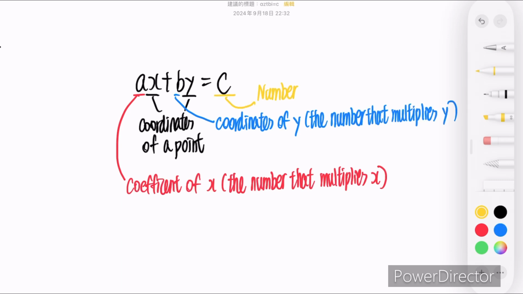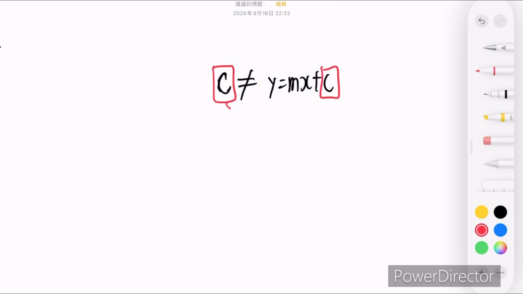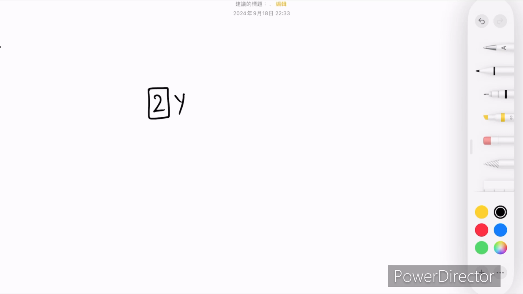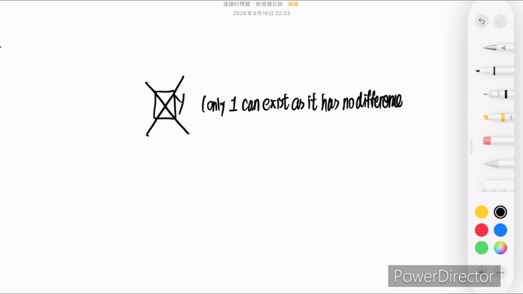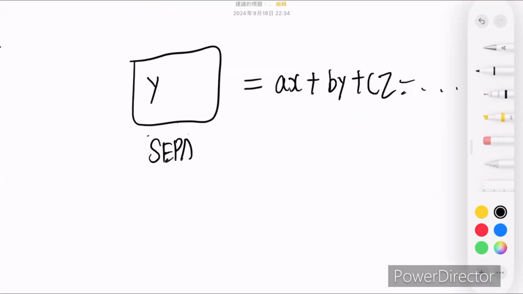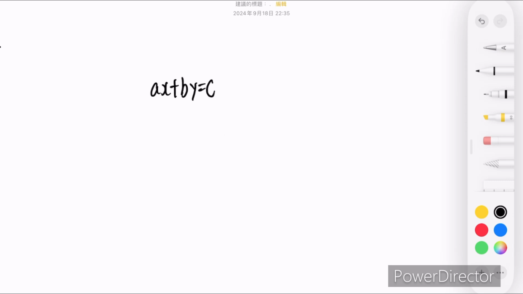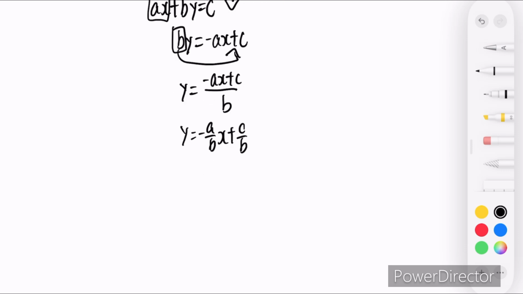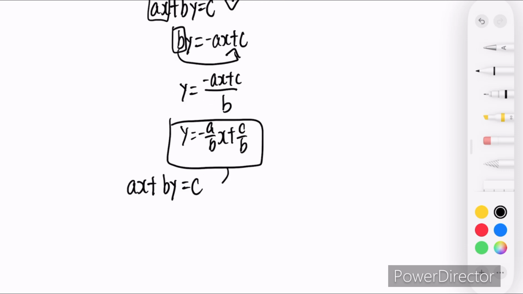c is just a number, not to be confused with the c in y equals mx plus c. And the way you have to trace it back to the general equation is very simple. Just remember, y should not have any coefficient, meaning that it should only be there alone, even without a negative. Also, y should be separated by everything on the different side of the equal sign. So basically what you have to do is to move everything except y to the other side. Just to give you a glimpse, the gradient and y-intercept of ax plus by equals c will be gradient equals minus a over b and y-intercept equals c over b.